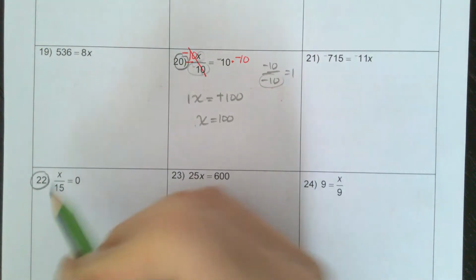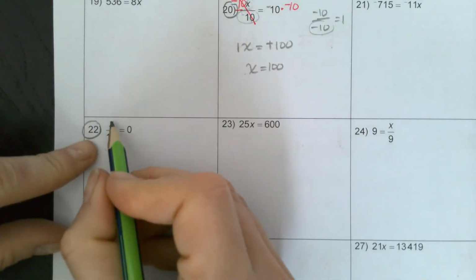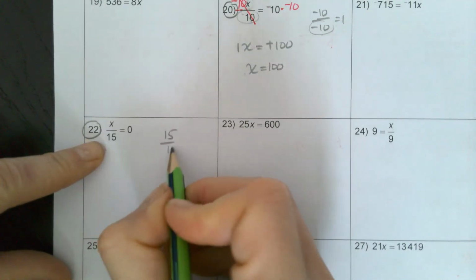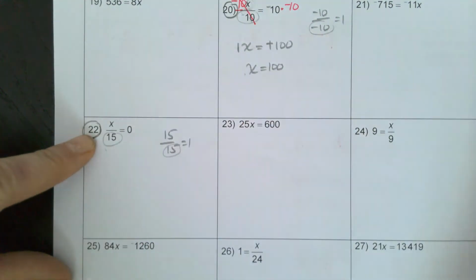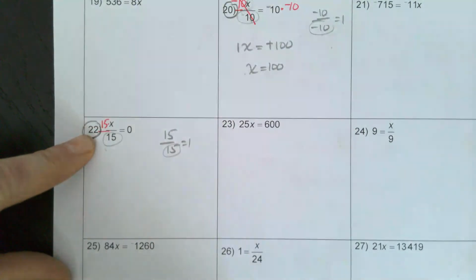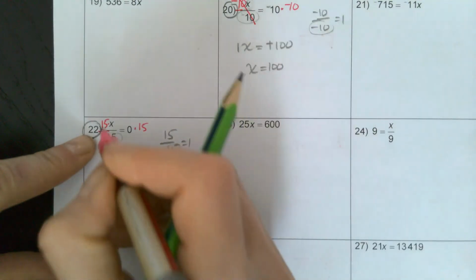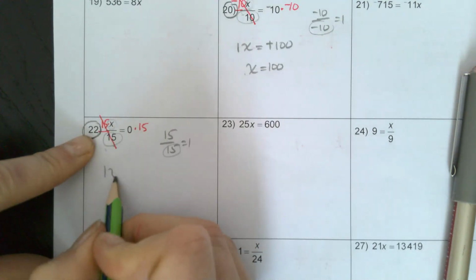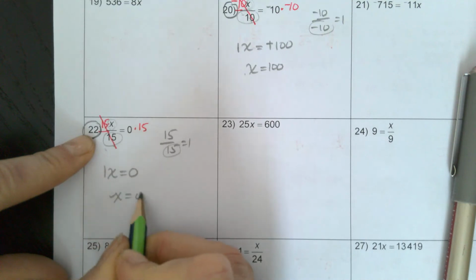Okay, let's do 22. So x wants to be alone, so I have to get rid of the 15. So I want to make the fraction 15 over 15 equals 1. So here I have the bottom of the fraction already, so I have to put the top of the fraction on. Okay, so if I times this side by 15, I have to times this side by 15. That's 1. So I have 1, and there's my x. So 1x equals 0 times 15 is 0. So x is just equals 0.